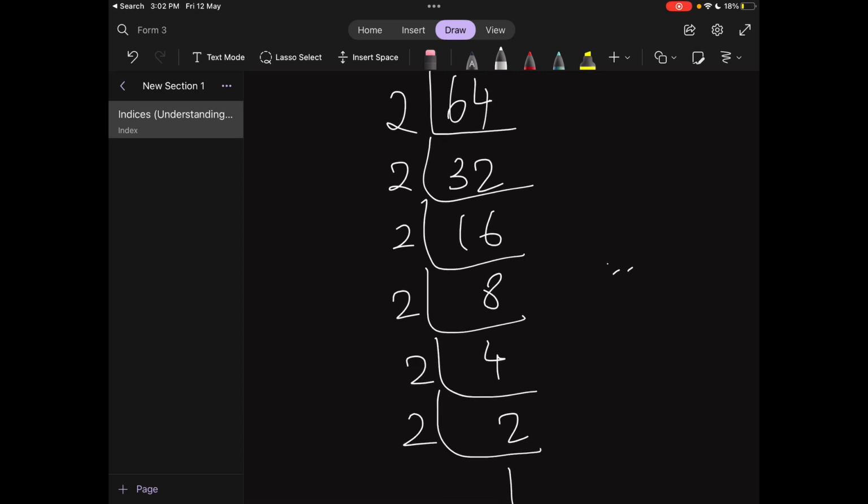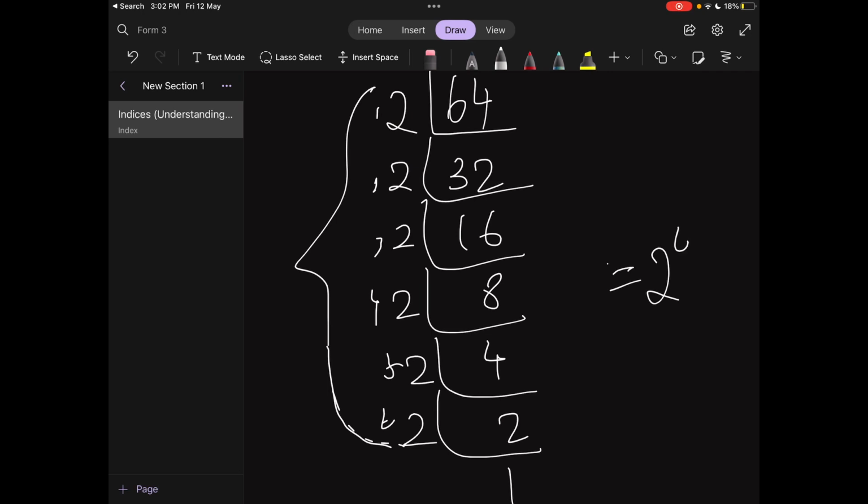So the base is 2, and what's n? So we have 1, 2, 3, 4, 5, and 6. So we have 6 2's here. So 2 to the power of 6. And that's it. We have done it, 2 to the power of 6. I hope you got the right answer, and I'm sure you did.